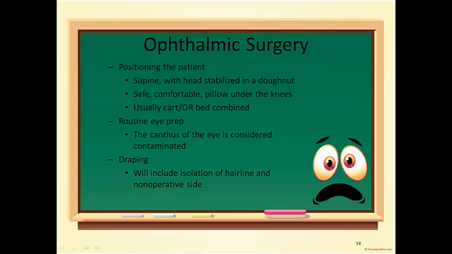Additional considerations include they are positioned supine, stabilized on a donut, and are made comfortable with blankets and pillows when needed. The correct eye is routinely prepped with a diluted betadine solution. It is important to know that the solution must never be stronger than 10% strength. It can be diluted to less than 10%, but it can never be stronger than 10.